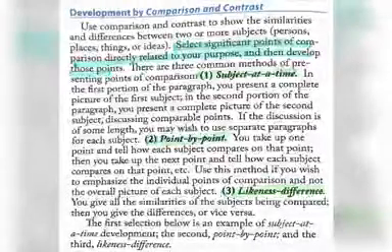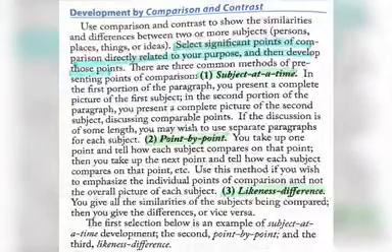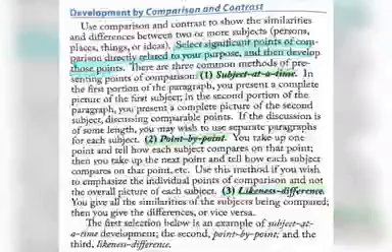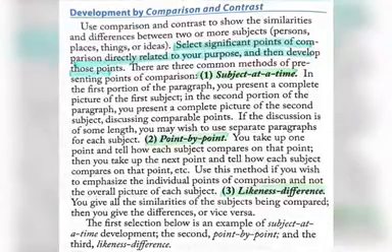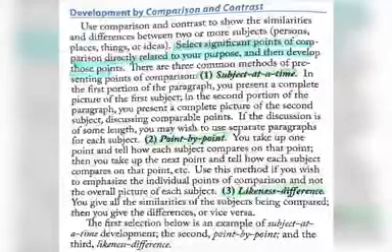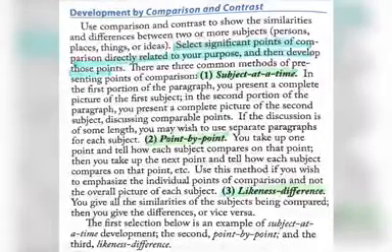That's the first method. The second method is point by point. So this is where you develop your points, and look what it says. You take up one point and tell how each subject compares on that one point. So now you're not going subject by subject. You're going find your comparison and contrast and talk about those points isolated. So like I said before, the first one is subject by subject.